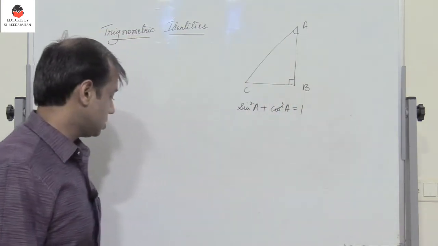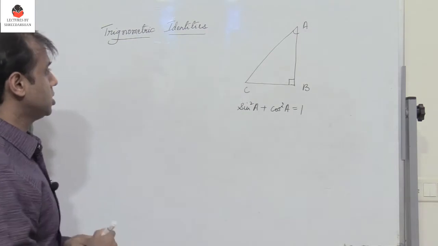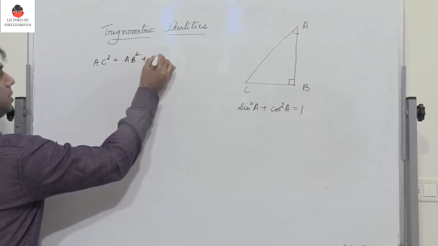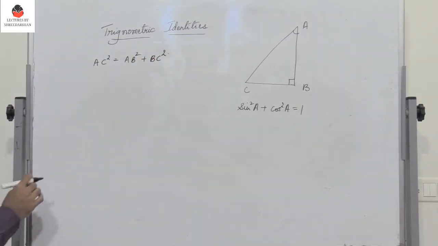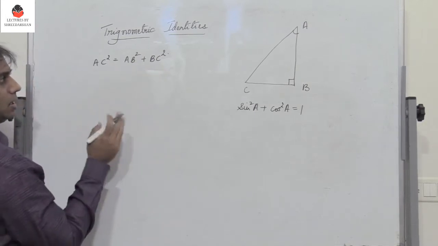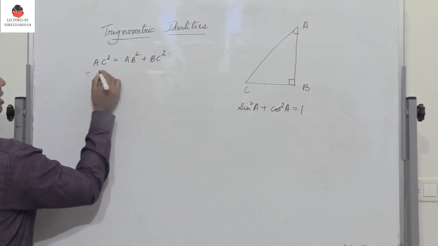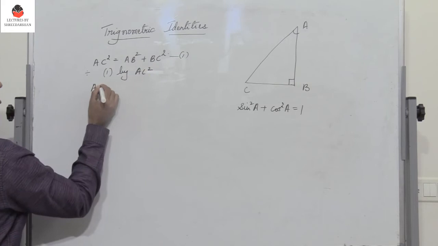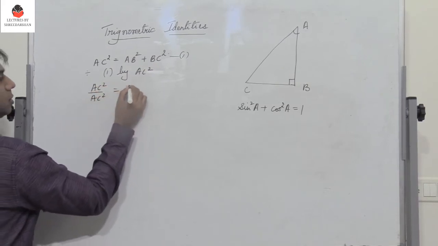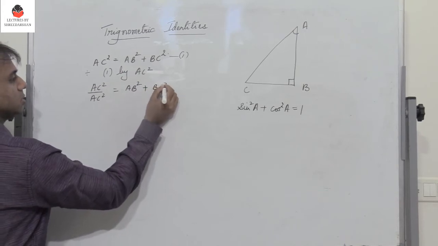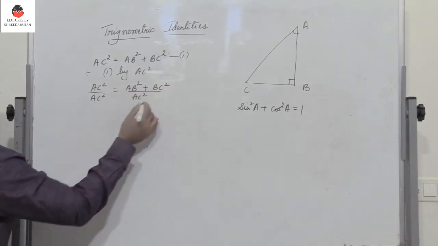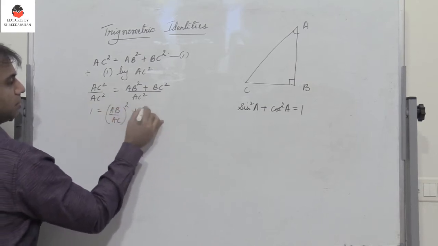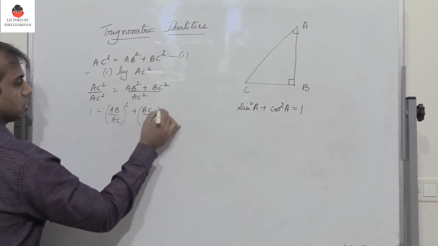So now using Pythagoras theorem, we have the hypotenuse, which is AC square, equals AB square plus BC square. Now let me divide the entire expression by AC square. So you divide the expression, let me call this as 1, by AC square. So you have AC square by AC square equals AB square plus BC square divided by AC square. So this is 1 equal to AB by AC the whole square plus BC by AC the whole square.